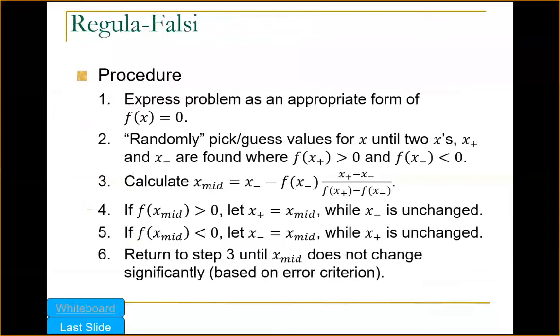Now regular falsi, I don't remember which language it is, but in English it is translated false position. Regular falsi. Okay. Regular falsi is a little bit more grounded.